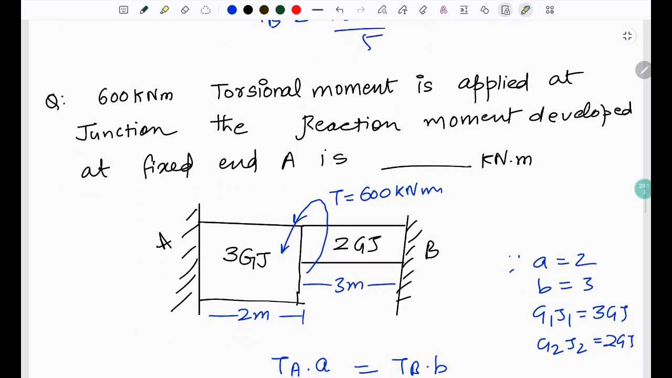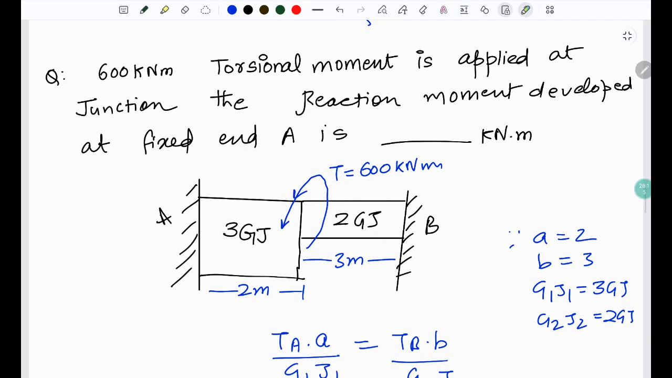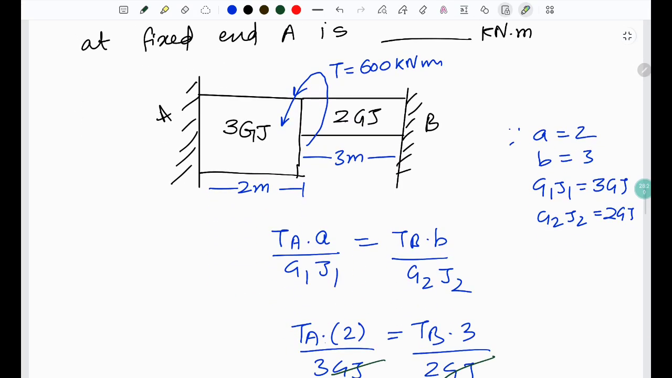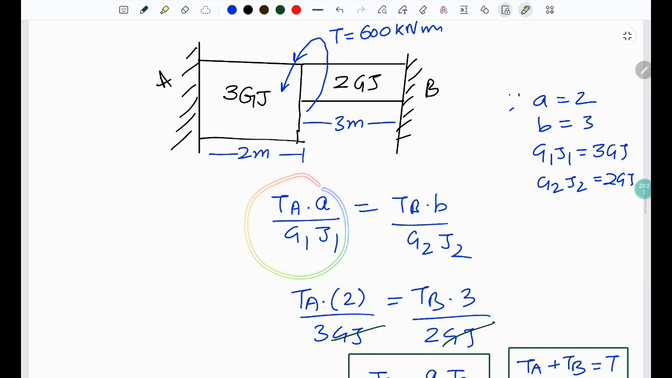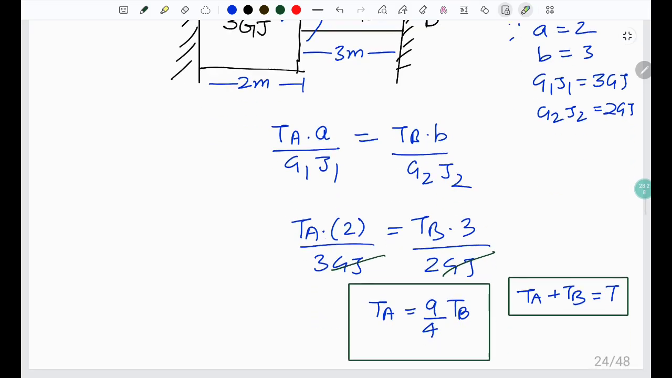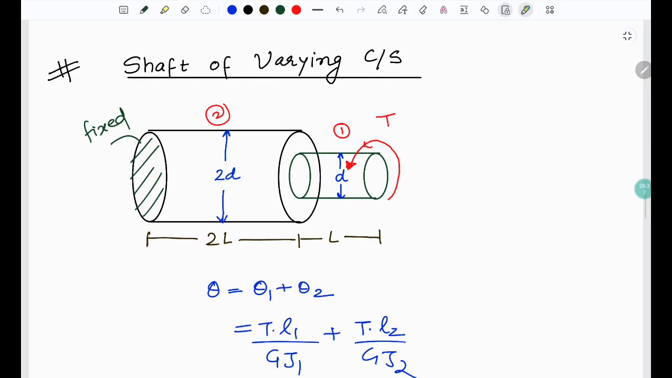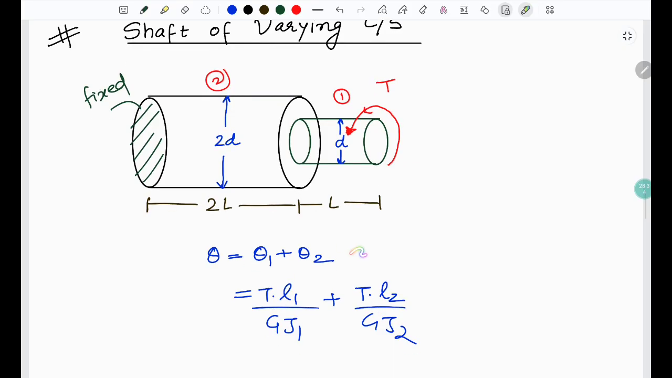Similarly we have this where we have different torsional rigidity. We'll simply be using the same thetas, that is TL by GJ1, TL by GJ2, and we will find out the relations. Similarly we have shaft of varying cross section.